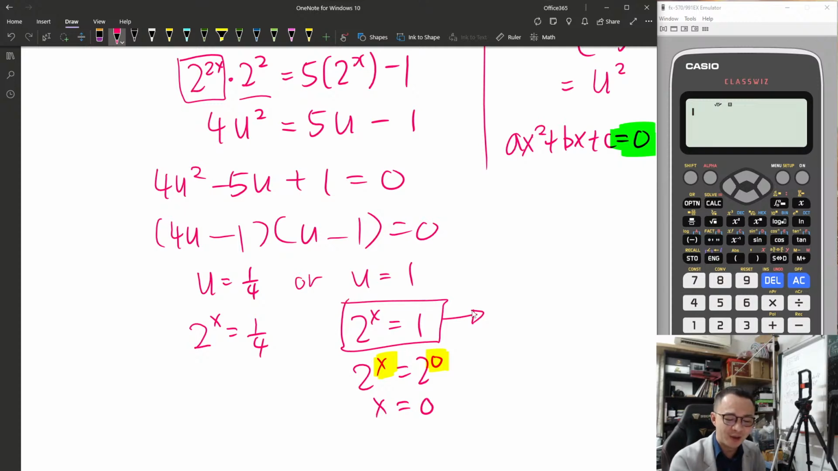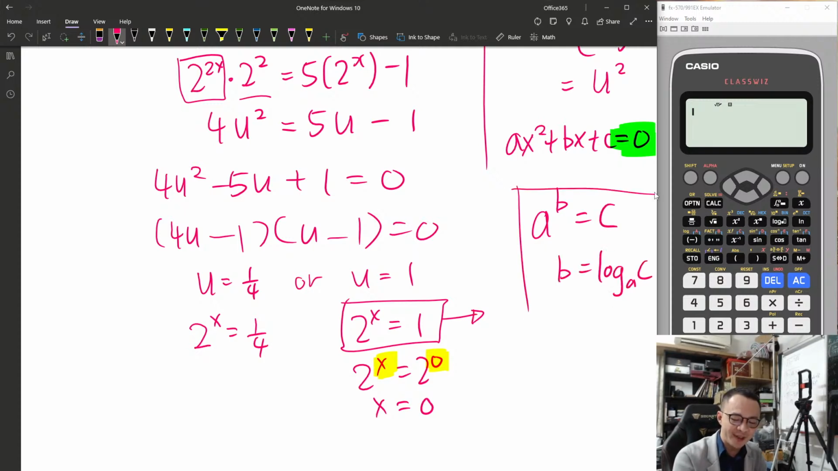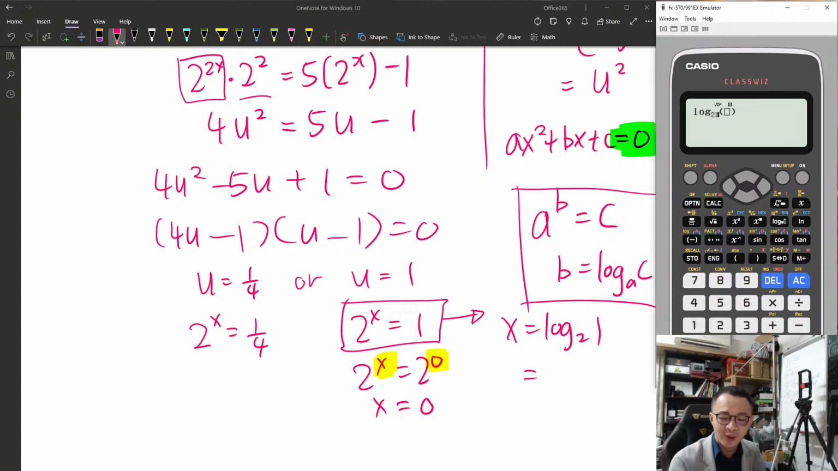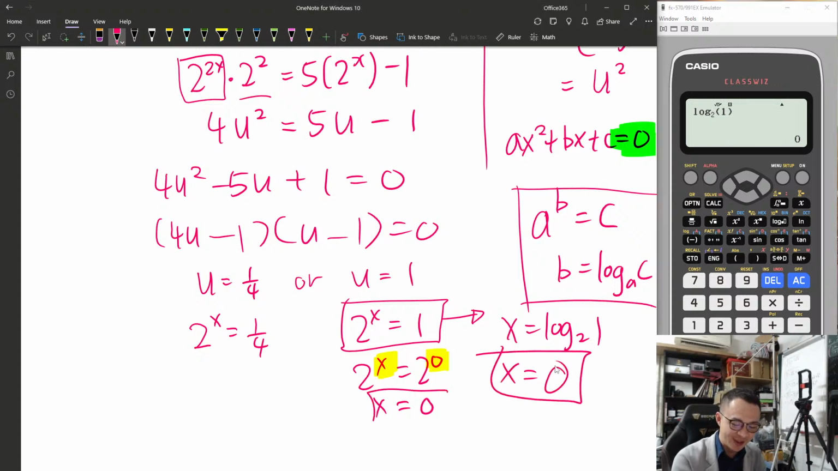If you learn about one of the log rules, a power of b equals c, then b equals log base a of c. You can use this method here if you want to. So I can say x actually equals log 2 of 1. Then I type in the calculator log 2 of 1. You will realize the calculator will tell you 0 also. So your x equals 0, you see, both are getting the same answer. If you want to use log to solve it, yes, you can do that also.